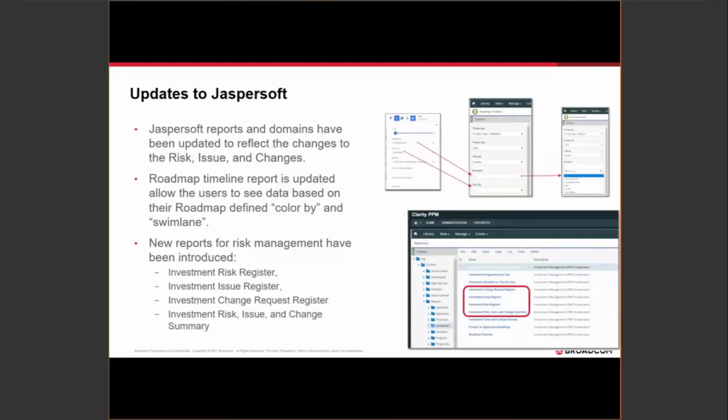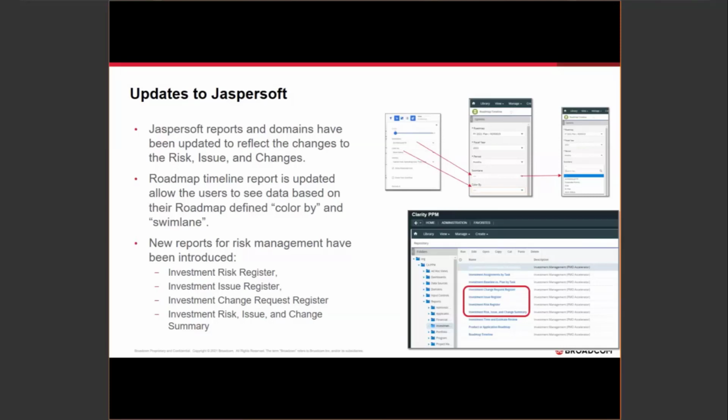The roadmap timeline report has also been updated to allow the user to now see the data based on their roadmap defined swim lane and color by. In the past, it used to be only limited to the in-plan or the type. Now we've changed that to allow the customer to be able to pick their own color by and swim lane as long as their roadmap contains that same information.